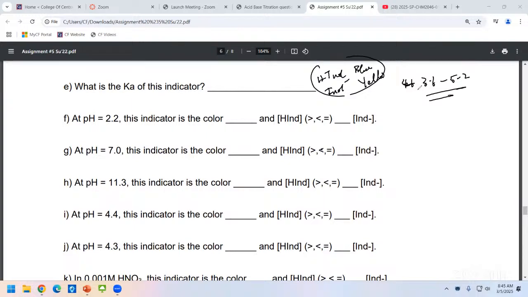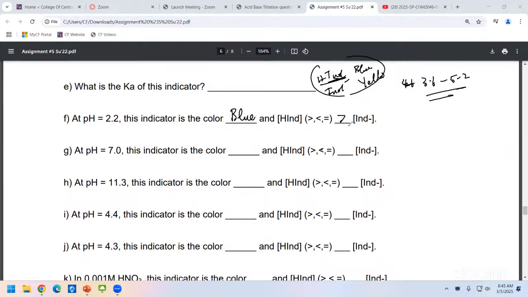solution. And we said that below 3.6 or 3.6 and below, the color of the solution would be blue, right? Because that would be indicating that this molecule predominates. So therefore, the answer here would be blue, right? And because HIND predominates, that means that its concentration would be greater than the concentration of IND minus, all right? So that's the answer for F.